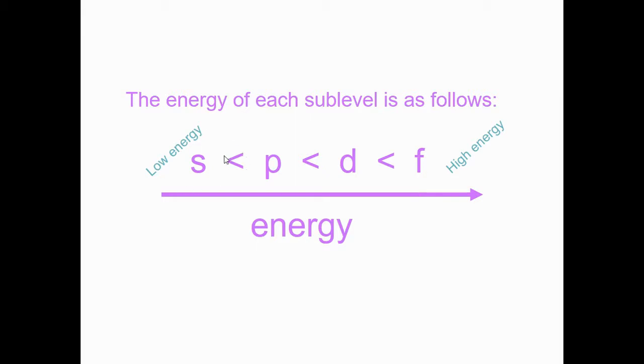A 1-bedroom is less expensive. It costs less. An S orbital has lower energy, costs less energy than a 7-bedroom. Your energy increases as you increase the sublevel.